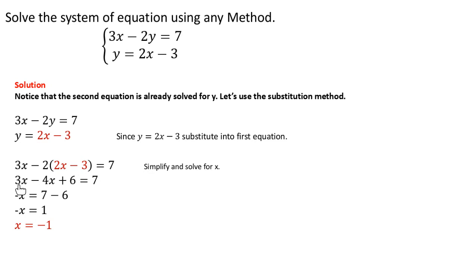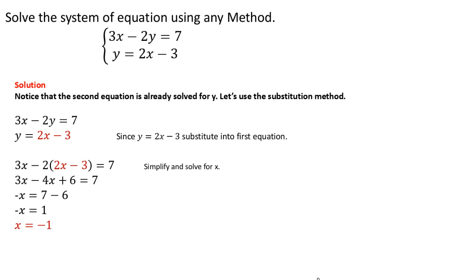Combine my like terms. 3x minus 4x is a -x. Move my 6 to the other side by subtracting 6 on both sides. So 7 minus 6 is a 1. But I want to solve for x, so you can either multiply by -1 on both sides or divide by a -1 on both sides. And when I do that, x is equal to -1.